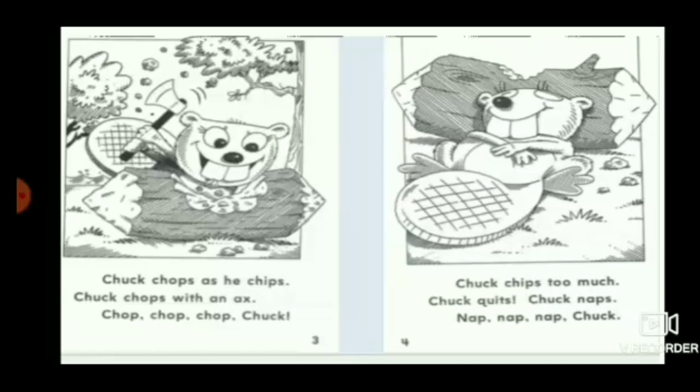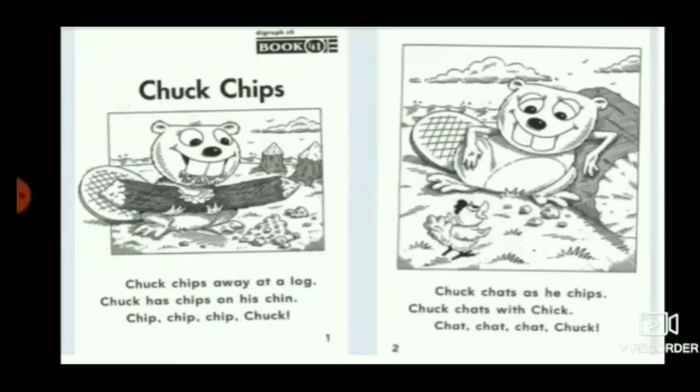Okay? Now, let us read it together. Or I will read and you will read after me. Okay? Let's go. Chuck chips away at a log. Your turn.